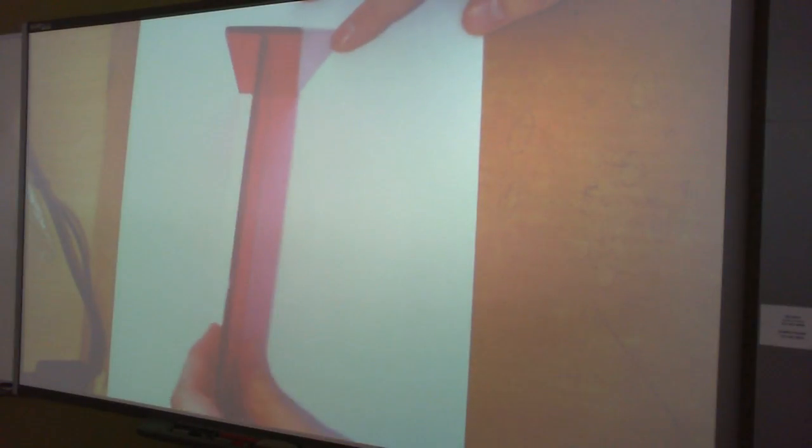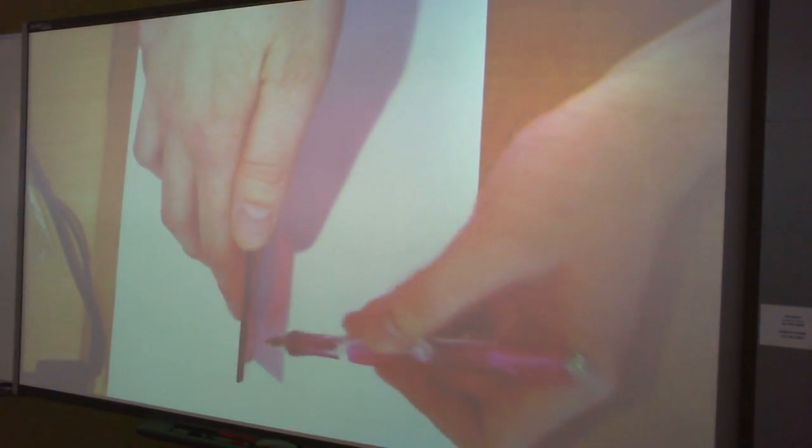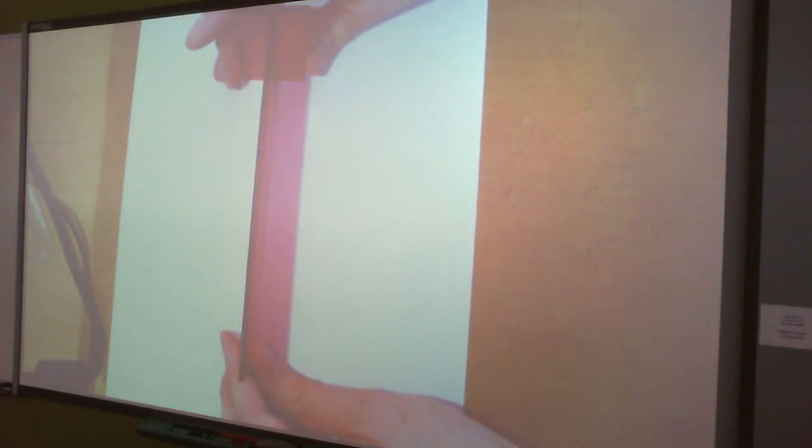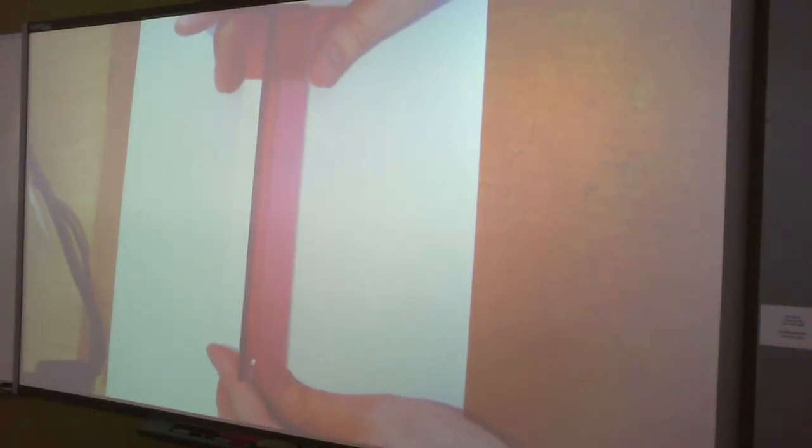They should be the same. We didn't do a very good job of it. Oh, whoops. New piece of paper. New piece of paper. For every one of these, you want to do a new piece of paper.